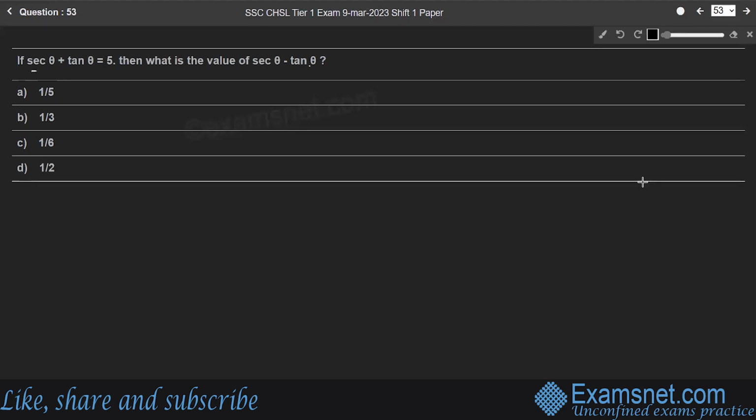Question 53. If secant theta plus tan theta is equal to 5, then what is the value of secant theta minus tan theta? Here, students, we know that secant square theta is equal to 1 plus tan square theta. From the identities, secant square theta is equal to 1 plus tan square theta. Now consider tan square theta in the LHS part, so it becomes minus tan square theta. So secant square theta minus tan square theta is equal to 1.